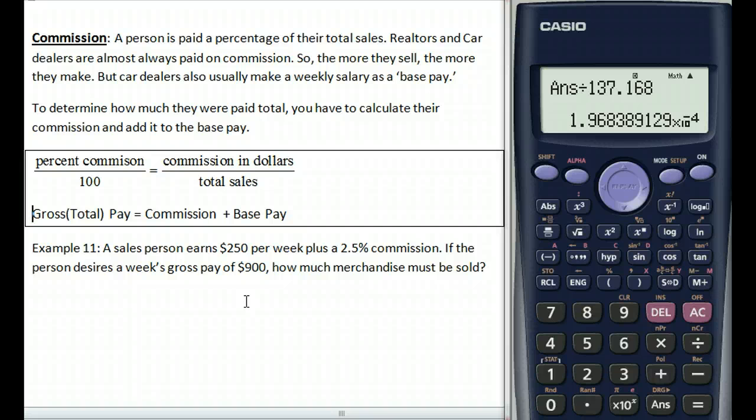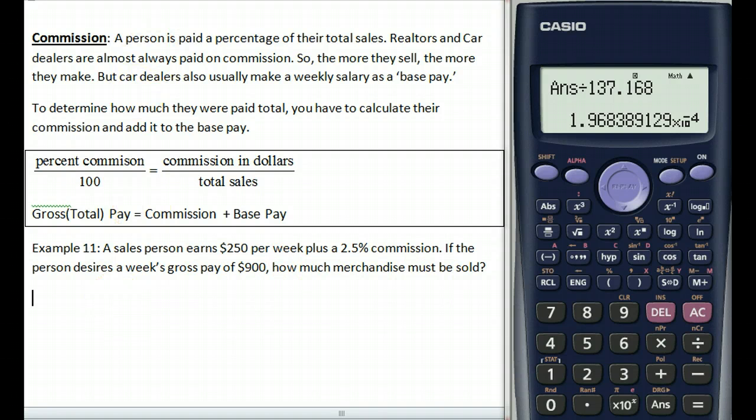So it's very common for car dealers to work on commission. So if you make 2.5% commission, you have a weekly pay that you get paid no matter what, and then however much you sell, you get a percent of what you sell. So again, as car salespeople, this is a very common way they make money. So example 11, a salesperson earns $250 per week. So that's the base pay, and then the commission is 2.5%. So if a person wants a gross pay, their total pay, to be $900, how much merchandise must be sold?